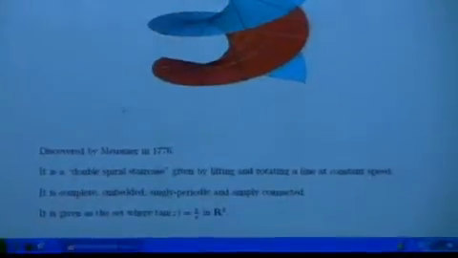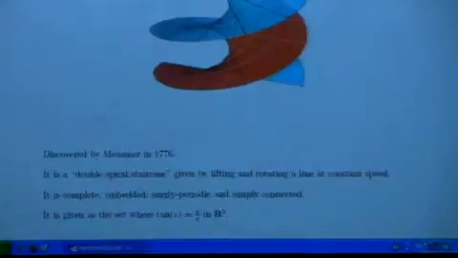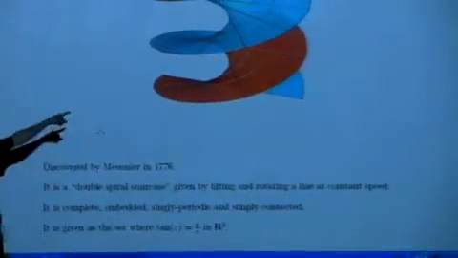So the double spiral staircase part is that if you were walking on a red spiral, you could be walking up while someone was walking down on the blue spiral. They would pass each other and never see each other.